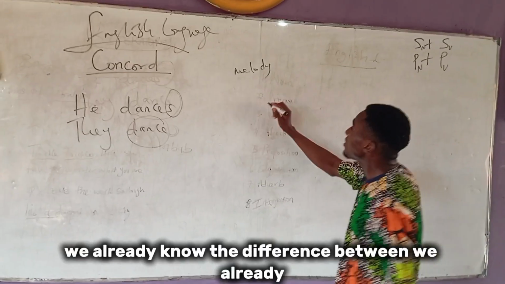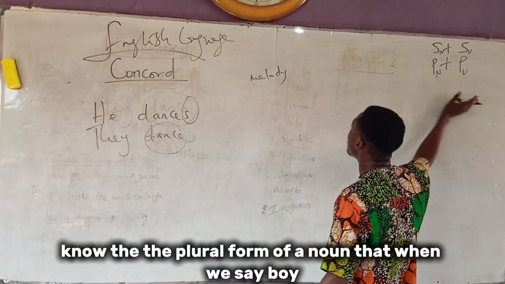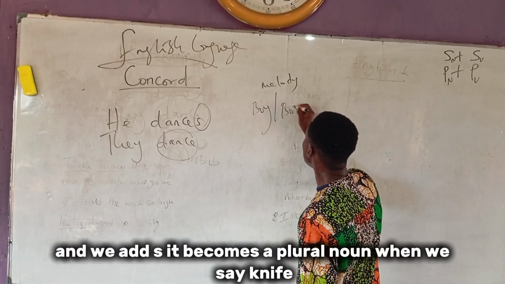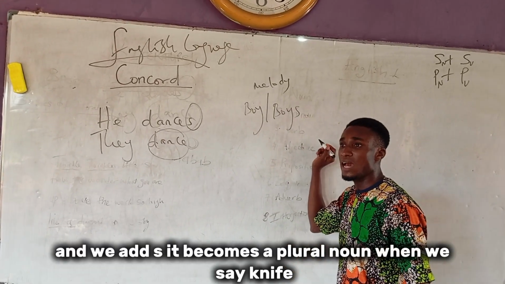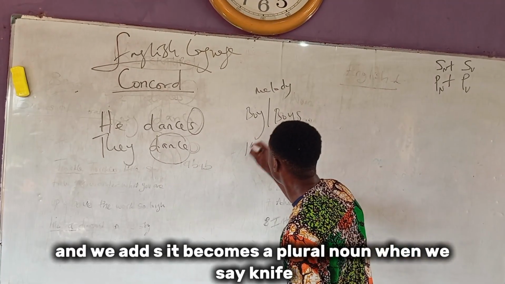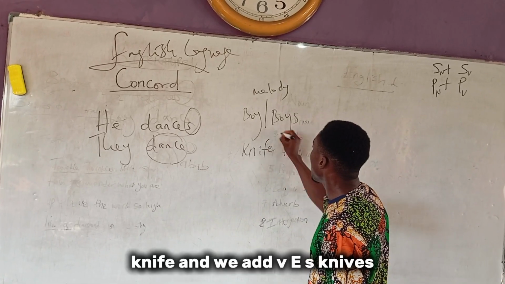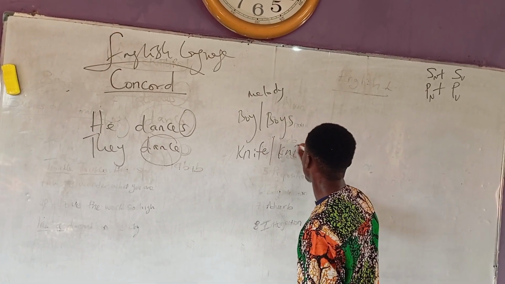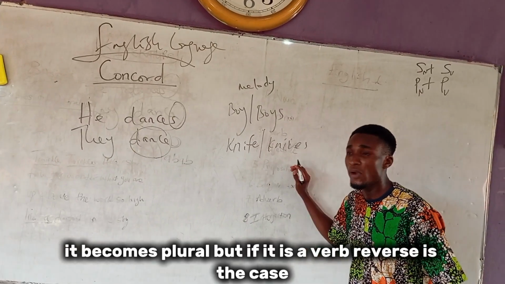We already know the difference between the plural form of a noun: when we say boy and you add s, it becomes a plural noun. When we say knife and we add ves, knives, it becomes plural.